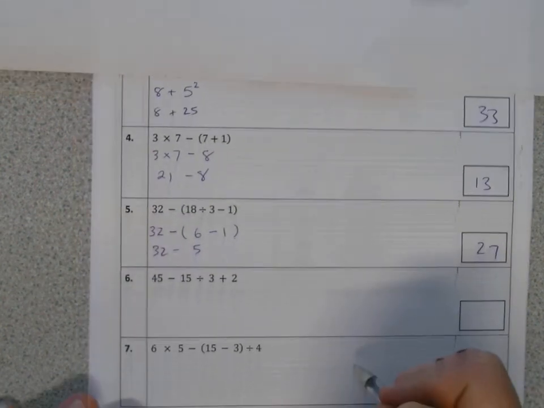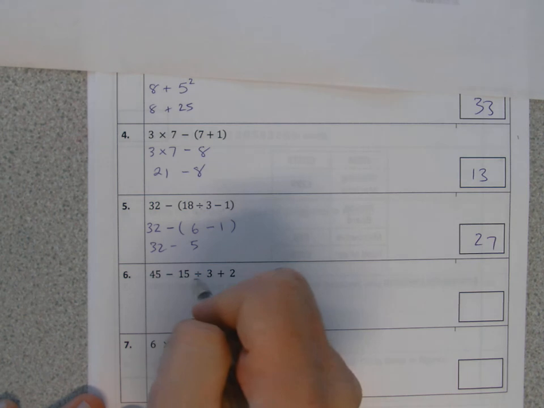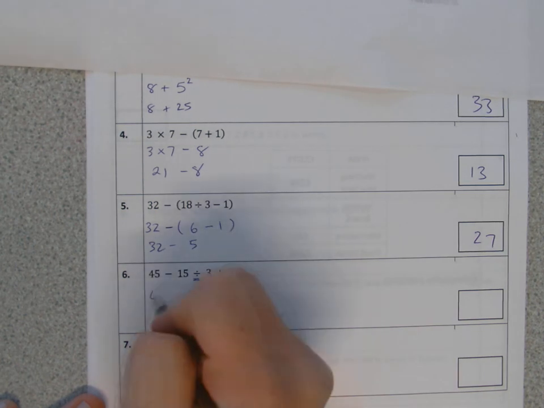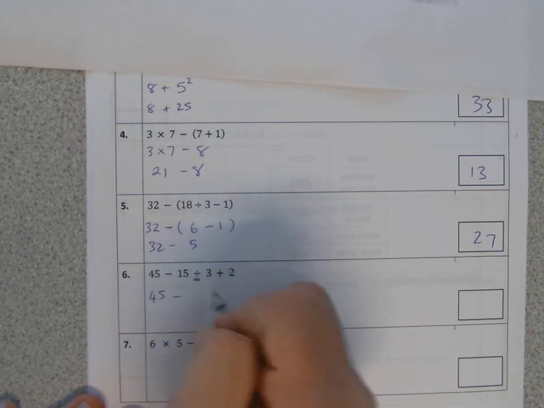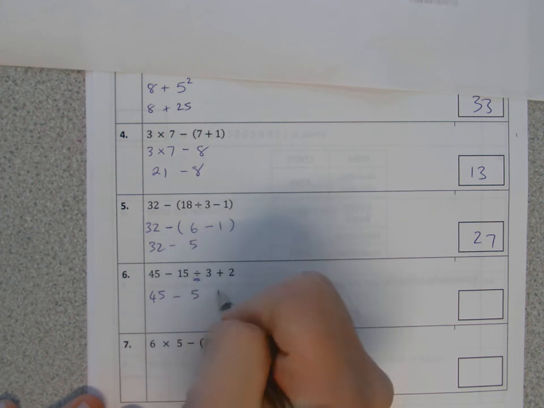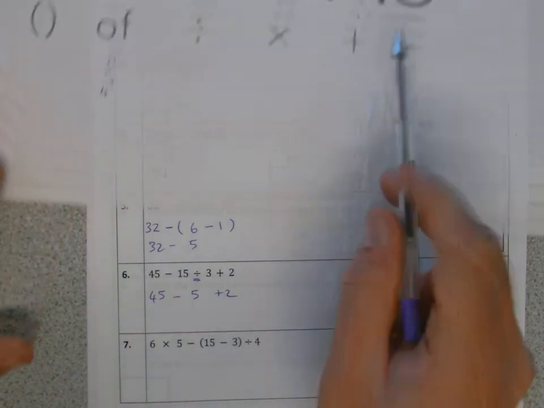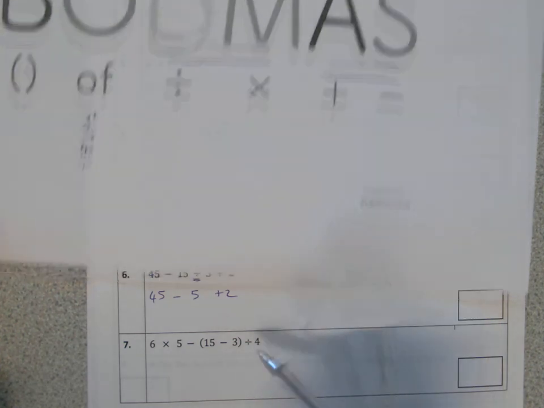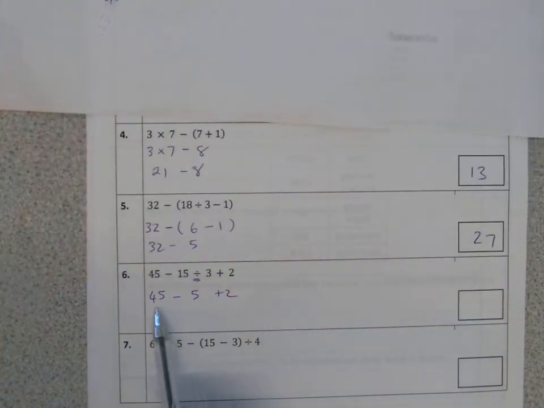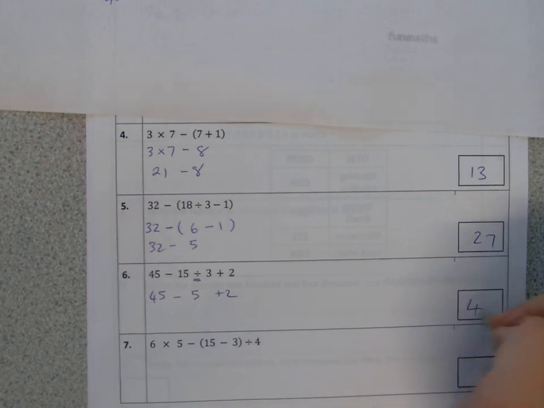Number 6, divide, that's the priority here. So we've got 45 take away 15 divided by 3 is 5, add 2. Now, remember what I said earlier, subtract and add go together. It doesn't matter what order you do it in. Just go from left to right. So do the subtract first: 45 take away 5 is 40, add 2 is 42.